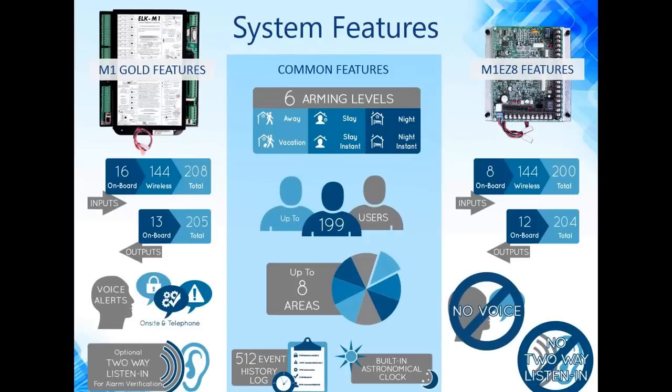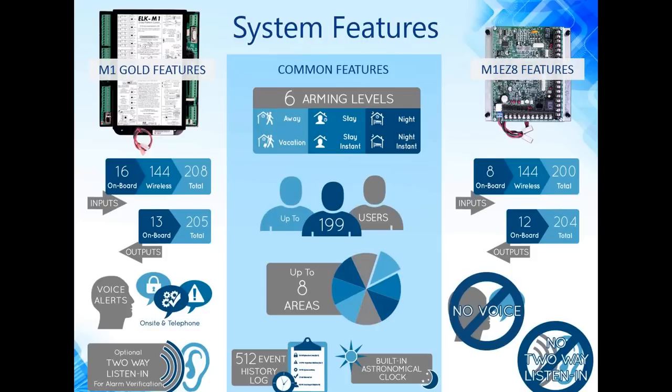So let's take a look at the two different systems that we have to offer. We're going to spend a lot of time today talking about the M1 Gold, but we do also have a control called the M1 EZ8, which is kind of like the little brother to the M1. So just to give you some comparison there, the M1 Gold has 16 onboard zones and is expandable to 208 total. 144 of those zones could be wireless.